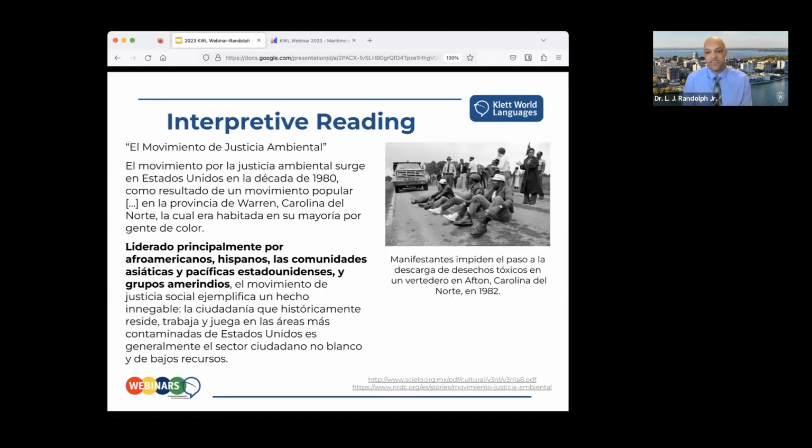What I loved about teaching in North Carolina is we did just a very short reading, just a couple of paragraphs and an image caption. This is actually the entire resource. This is all that I use. It's literally just these two paragraphs and the image caption there. To talk about what's considered to be the birth of the current environmental justice movement, which happened in a small county in North Carolina, Warren County.